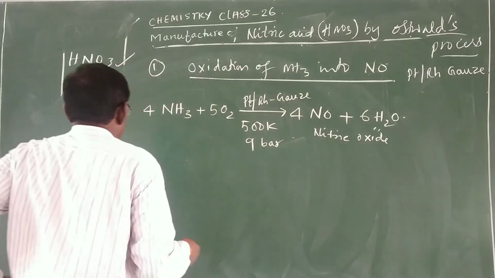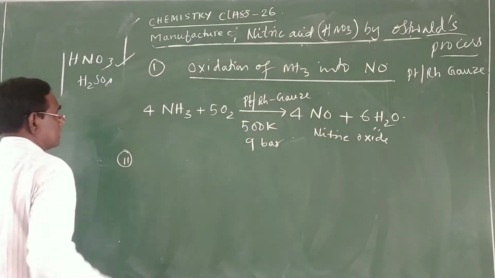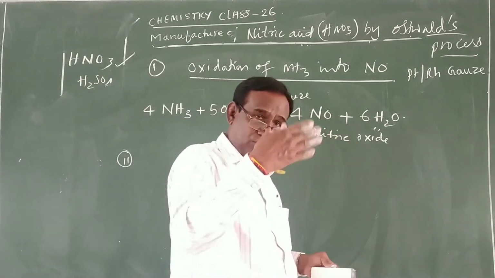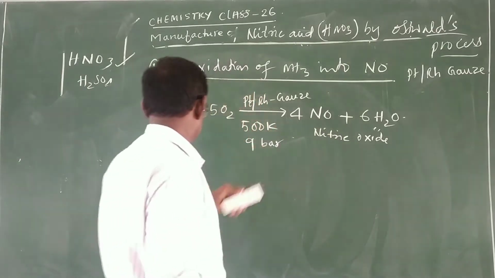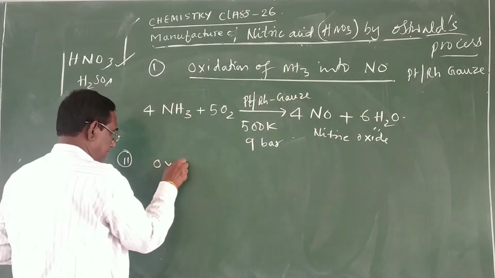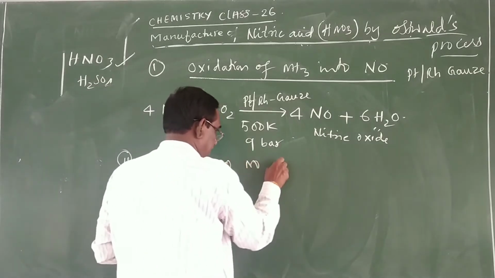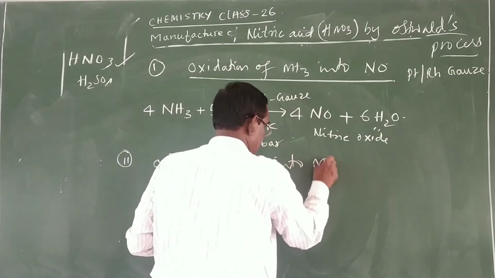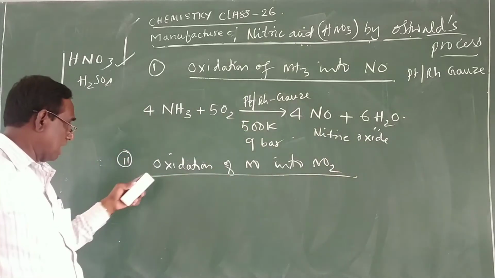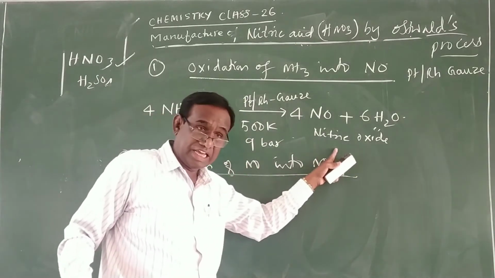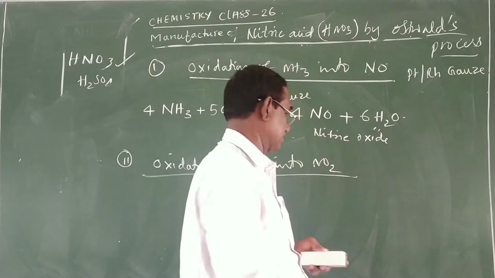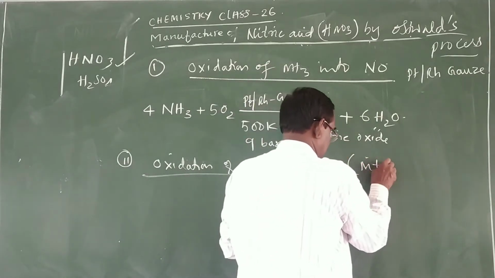In the second step, the nitric oxide again undergoes oxidation. That is oxidation of NO into NO2. What is NO2? Oxidation of nitric oxide into nitrogen dioxide. NO2 is nitrogen dioxide.